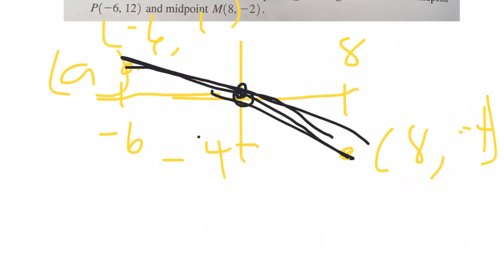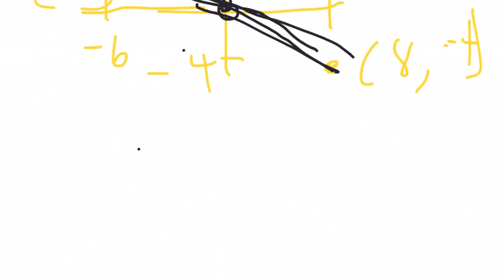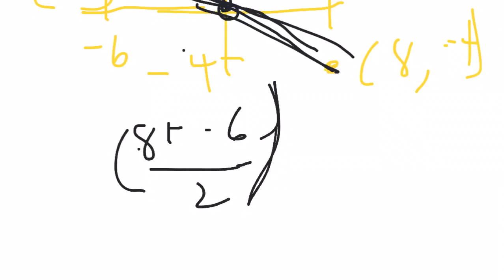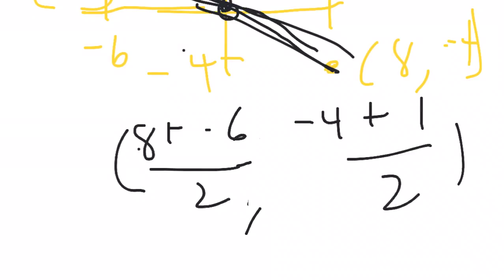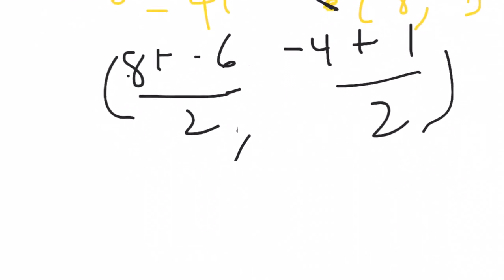Instead of trying to plot that on a graph, you can just do the midpoint formula. So average the x values, 8 plus -6 over 2, comma. Then average the y coordinates, -4 plus 1 over 2. 8 plus -6. Since you're adding a negative, that would turn to subtraction, so 8 minus 6, which is 2, and 2 over 2 gives you 1.